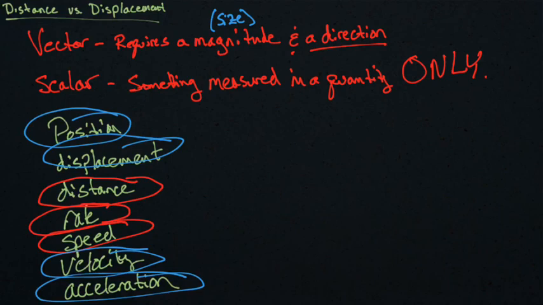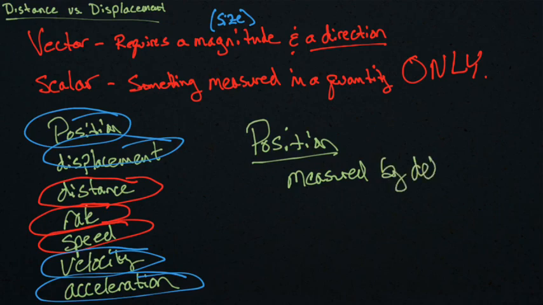They kind of come in pairs. Position is by itself. It is a vector, and it just says where something is in relation to something else. It's not a particular distance, but we measure positions by determining a displacement.